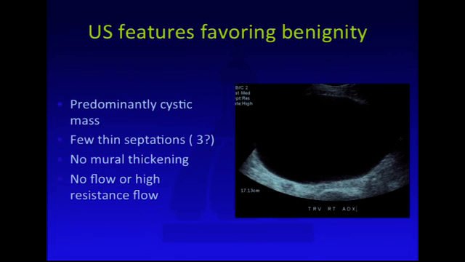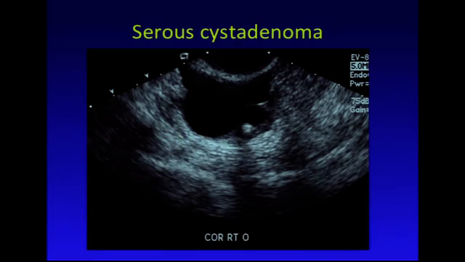On the other hand, ultrasound features that will favor benignity would be that of a predominantly or exclusively cystic mass with a few thin septations, maybe three or less, no mural thickening, no flow, or very high resistance flow at the periphery of the lesion. And this was a 33-year-old woman with a serous cystadenoma.